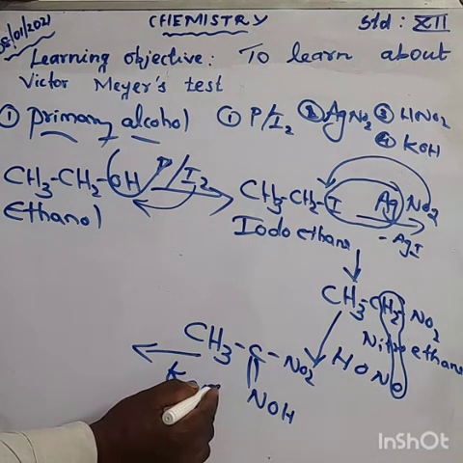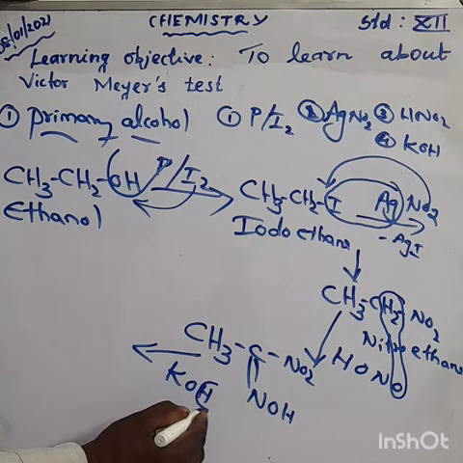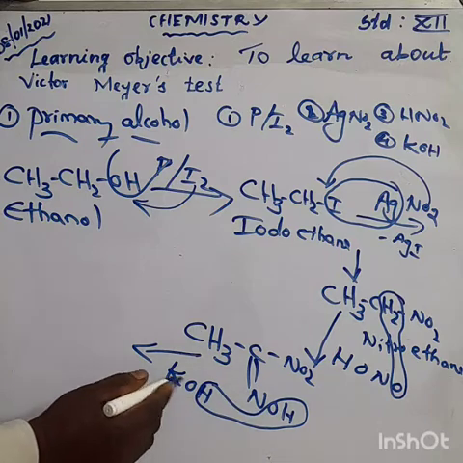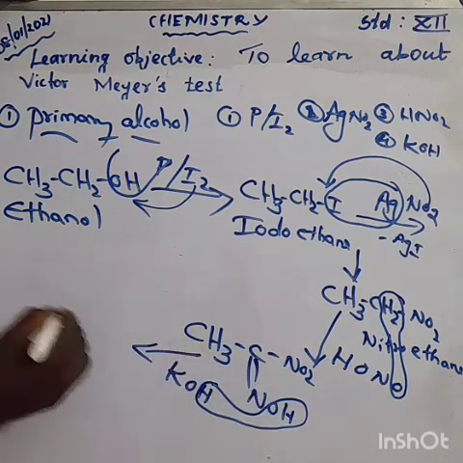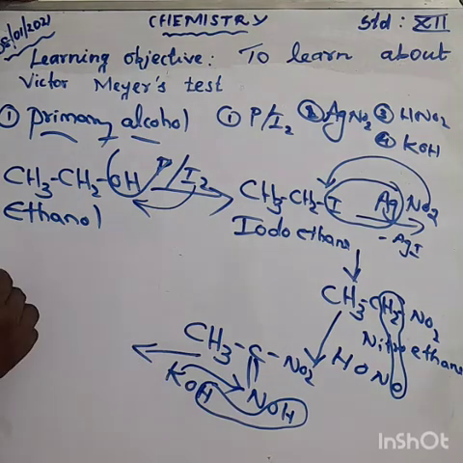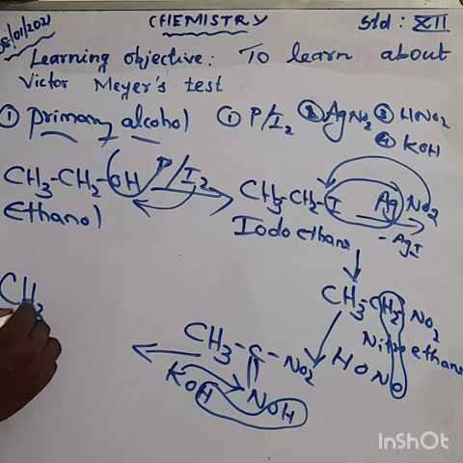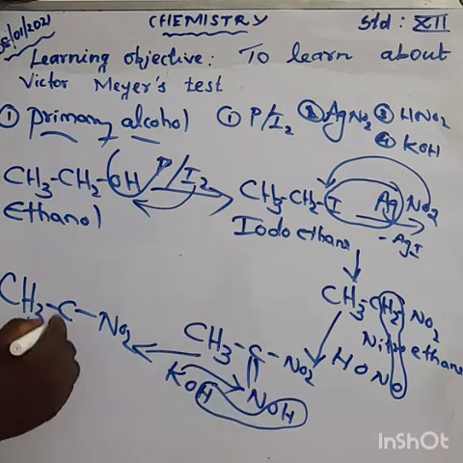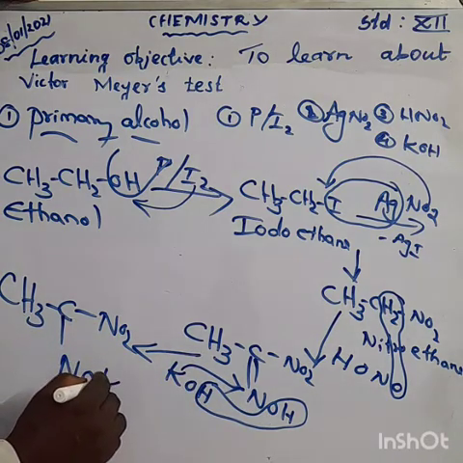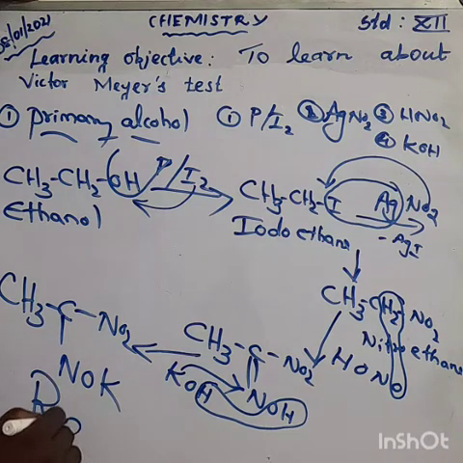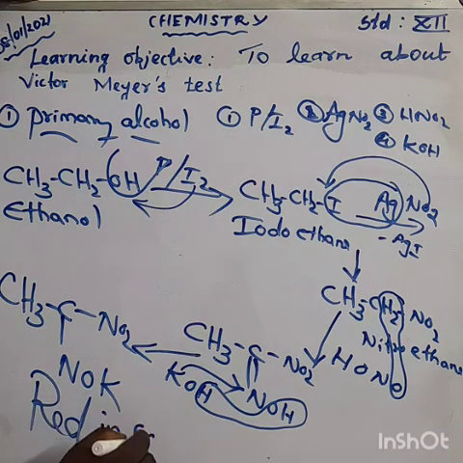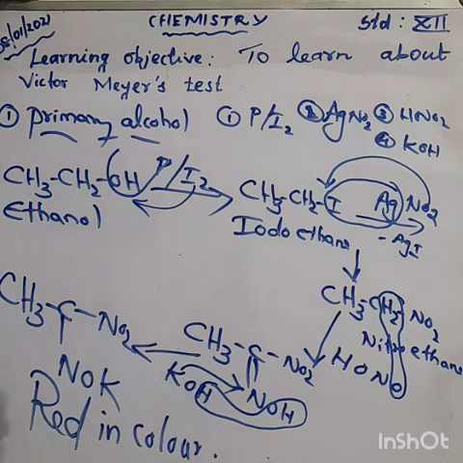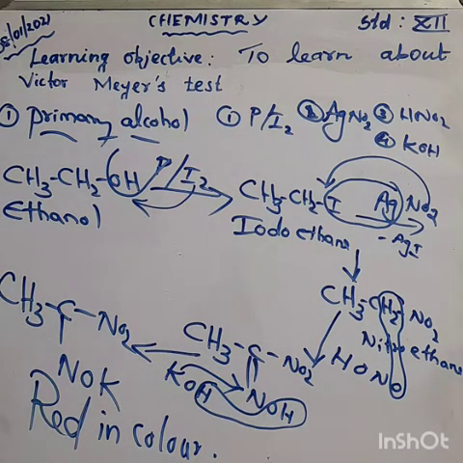So hydrogen combines with the OH to form water. This OK will be attached there. So what's the product here? CH3CNO2, NOK. The color is red. Can you write the first reaction about the primary alcohol?